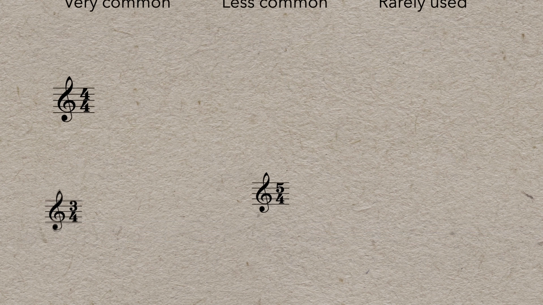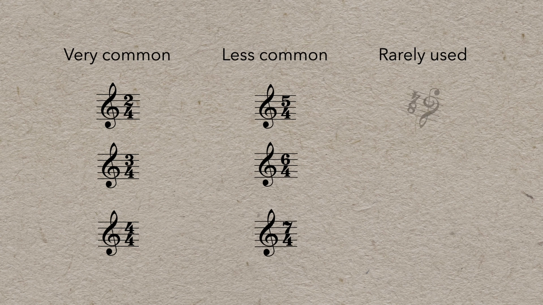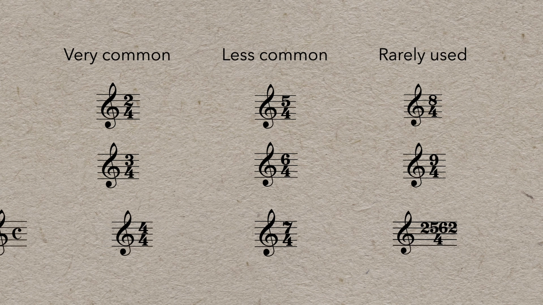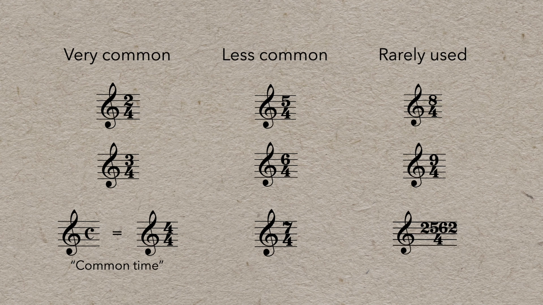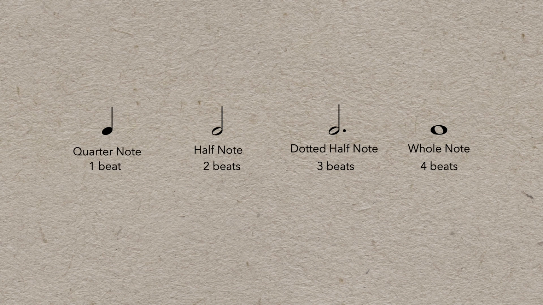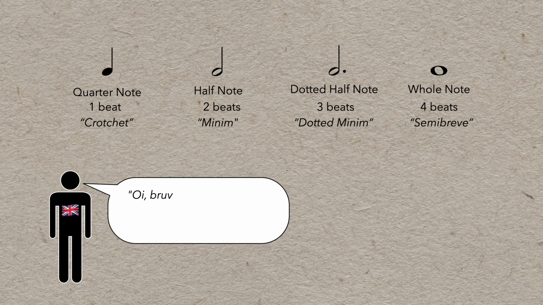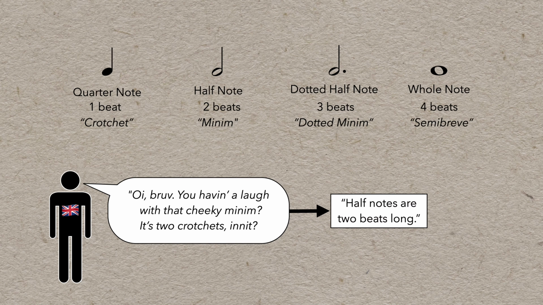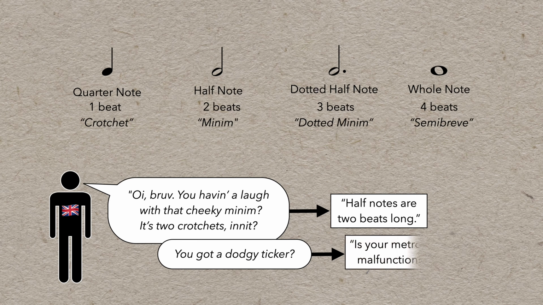Any whole number of beats in a bar is possible, but some are more common than others. In fact, 4/4 is so common that it's sometimes called common time, and it's notated with a C on the staff. And speaking of different names for the same thing, the British have a different set of names for note values, just like they have for a lot of different words. Use whichever one you like, but I'll be using quarter, half, and so on, not only because that's what I'm used to, but because I think it makes the rhythmic relationships between note values much clearer.